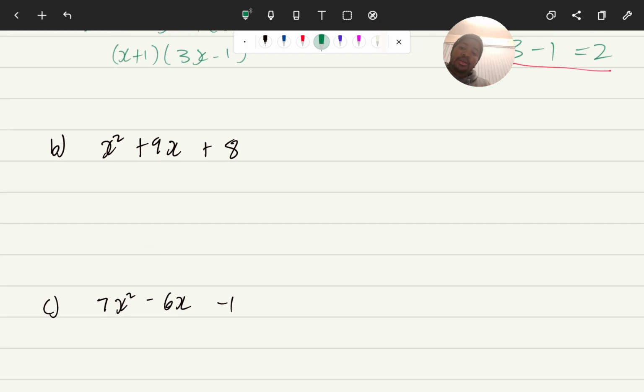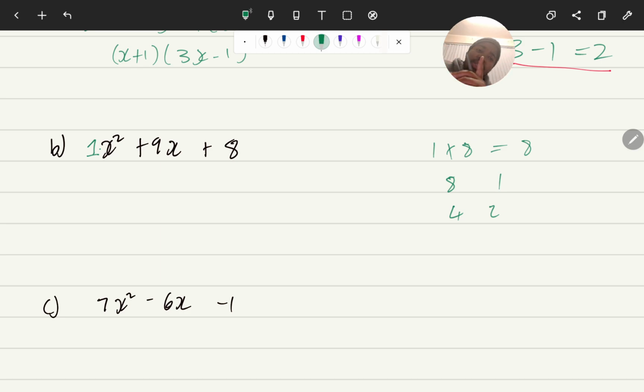Step number 1. Multiply the coefficient by the last term. 1 multiplied by 8 equals 8. What are the factors of 8? You write them in pairs. 8 and 1, 2 and 4. This is them. We only have 2 pairs.